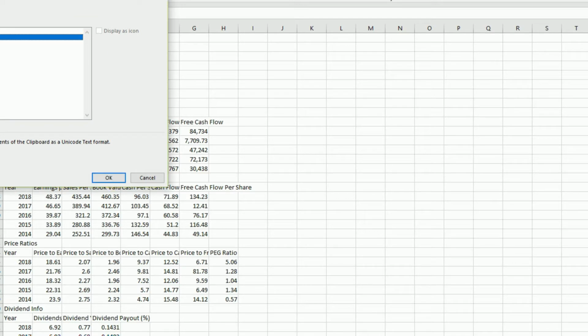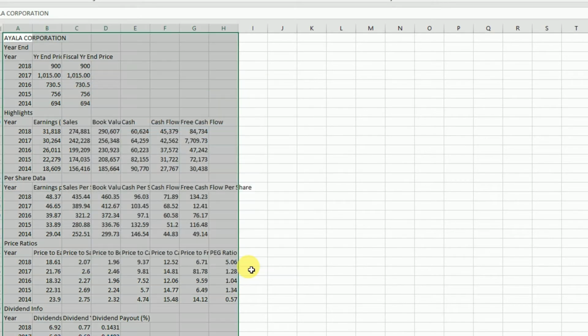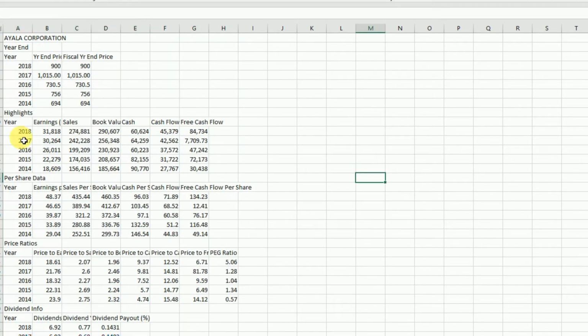So, okay, paste special and then Unicode text. This is how you should be doing. Paste as Unicode text, and that's it. So you don't need to change anything there.